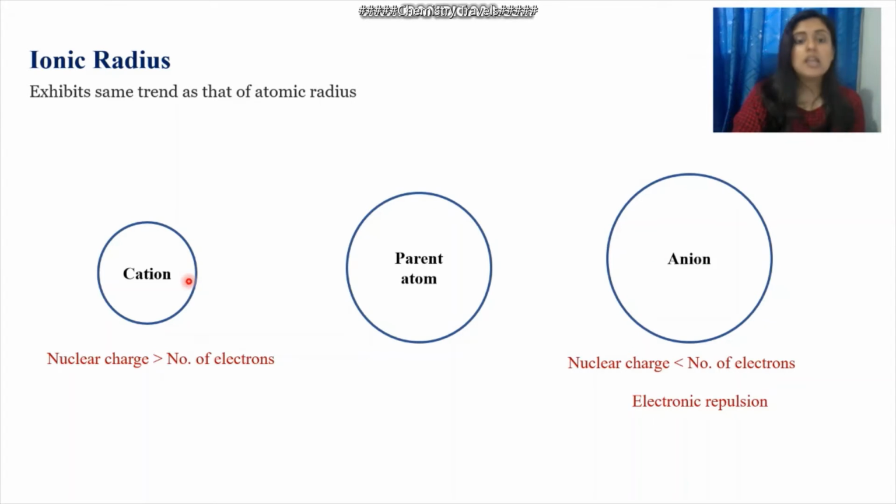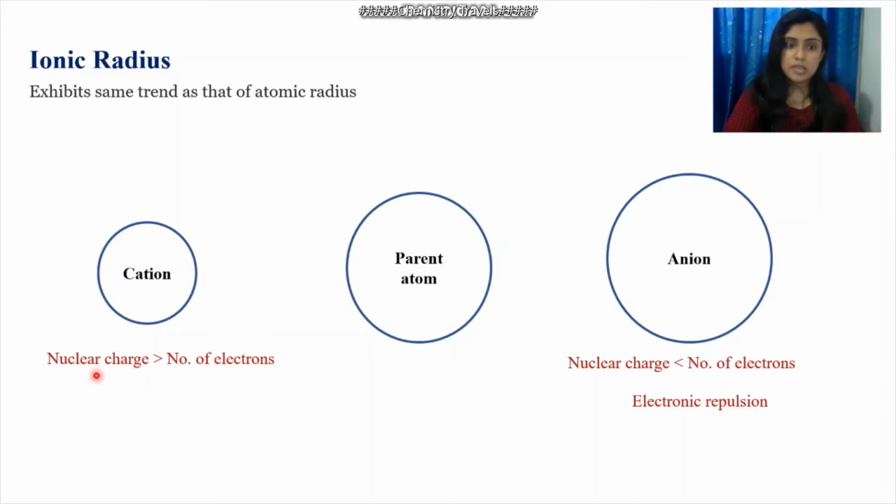Why is that? Because in cations, the number of electrons becomes less. The cations are formed by the loss of an electron. Right? If I consider calcium as a parent atom, Ca2+, the cation, is formed by removal of 2 electrons. So nuclear charge remains the same even though the electrons are going out. The nuclear charge of calcium or whatever parent atom it may be remains the same.